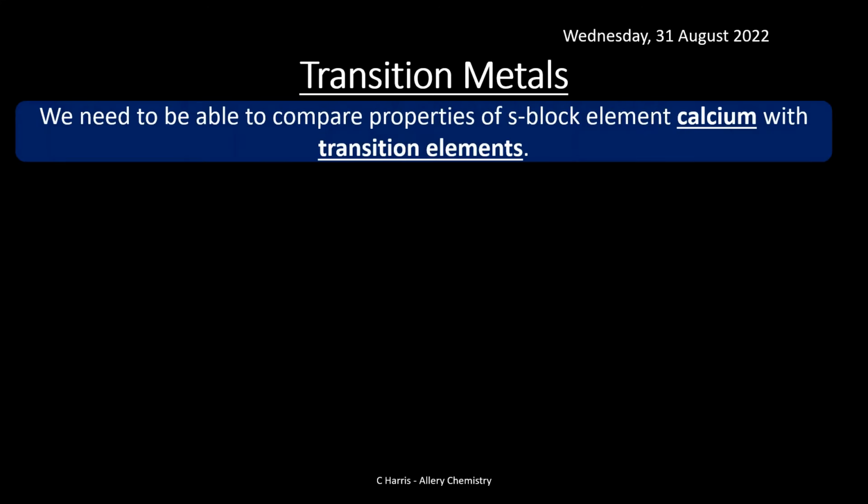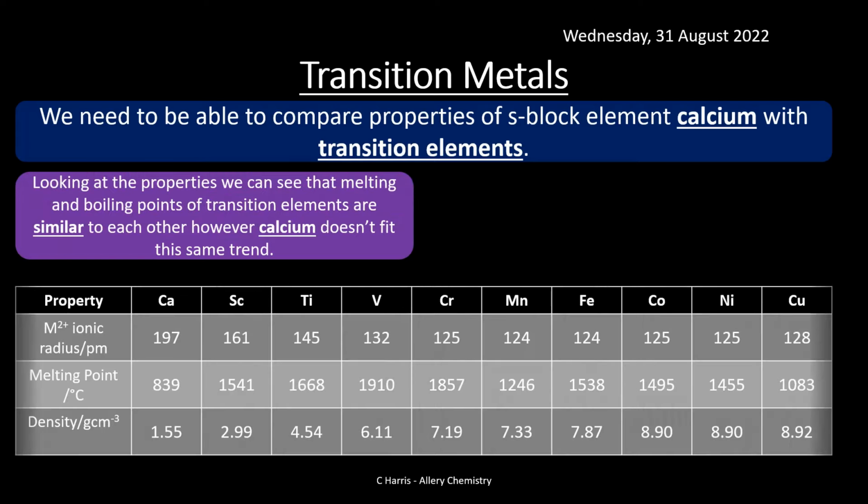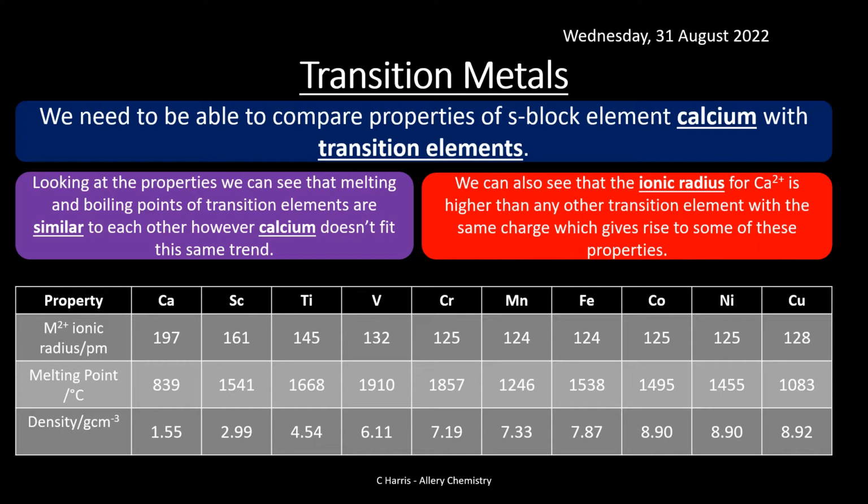Okay, so we need to be able to compare the properties of the S block element calcium with transition elements. If we look at the properties, we can see that the melting and boiling points of transition elements are similar to each other. However, calcium doesn't really fit this trend. The ionic radius for calcium 2+ is higher, so the radius is much higher than it is for other transition elements with the same charge.